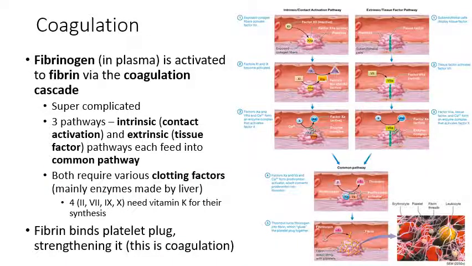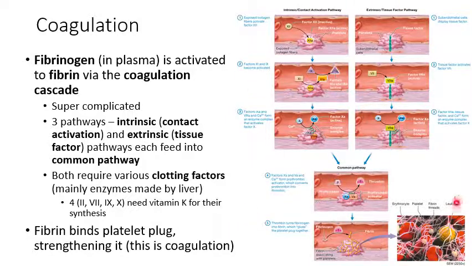Once you have the platelet plug in place, then you can have coagulation occurring. Coagulation is very complicated. It's the complicated part of hemostasis. The main thing that happens at the very end of coagulation is this protein fibrinogen is going to be activated to fibrin, and it's going to end up binding the platelets in the platelet plug together.